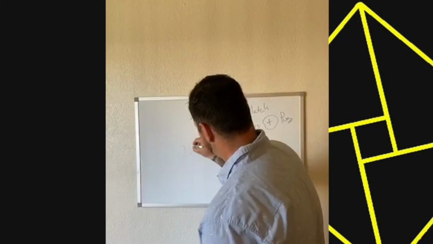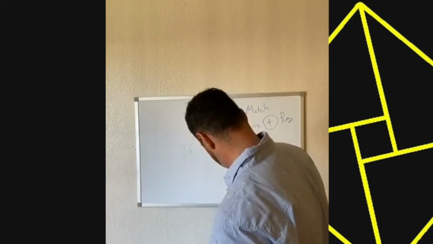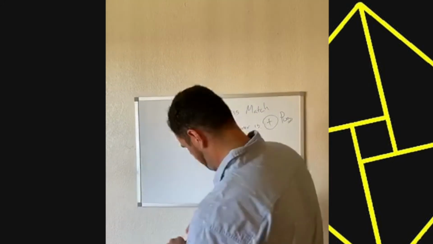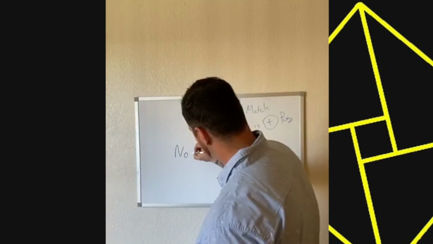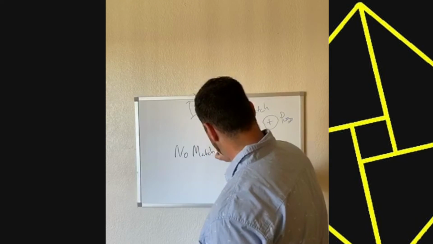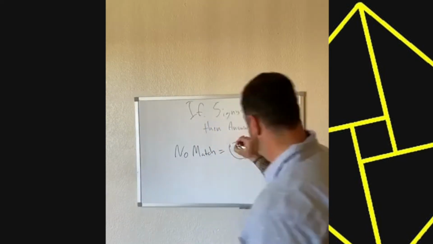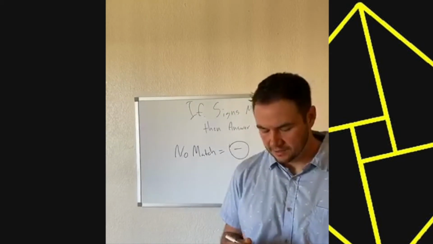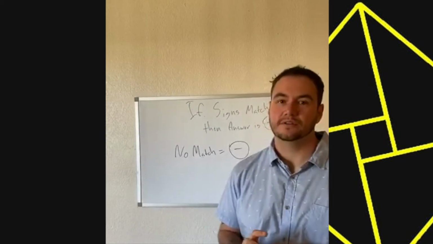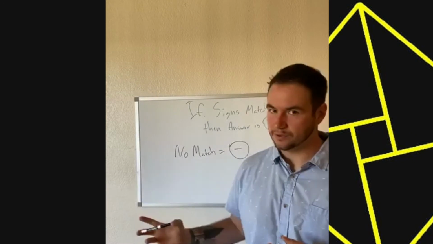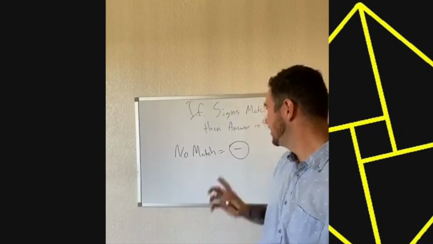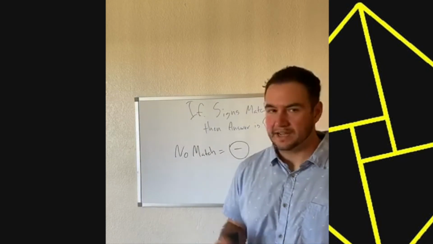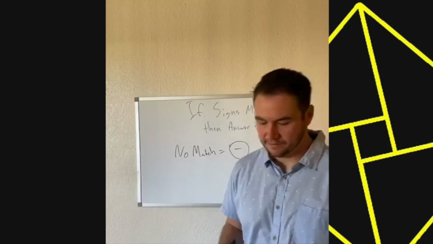If signs don't match, I don't like that color. I'm just going to write it simpler here. No match, result is negative. Cool? So if signs match, positive. If signs don't match, negative. Other than that, all the rules that you've learned for multiplication and division before introducing integers are going to reign true. All right? Now you just have to change the answer, whether it's positive or negative.